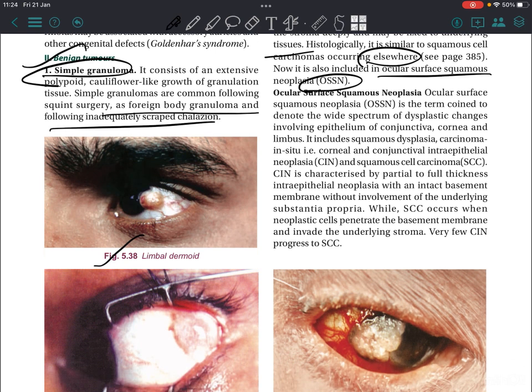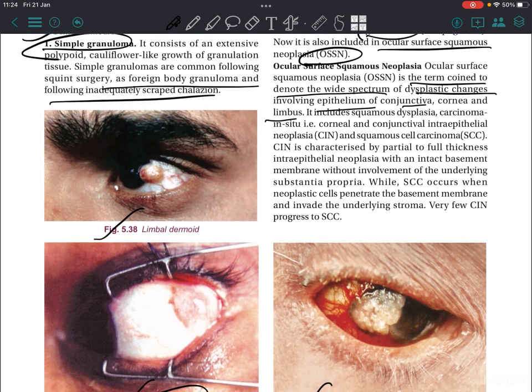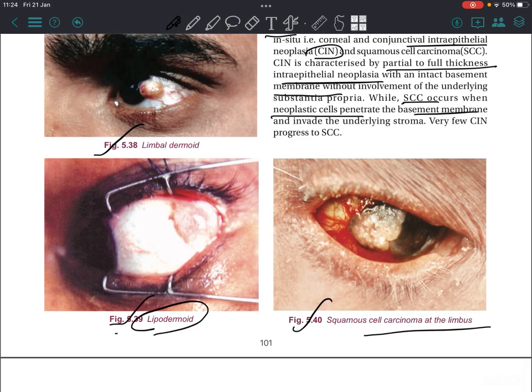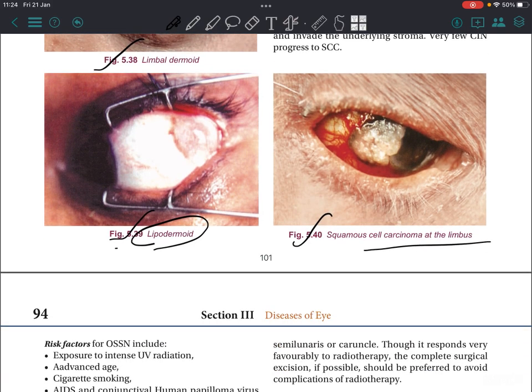Ocular surface squamous neoplasia is a term coined to denote the wide spectrum of dysplastic changes involving the epithelium of conjunctiva, cornea, limbus. It includes squamous dysplasia, carcinoma in situ, that is corneal conjunctival intraepithelial neoplasia, and squamous cell carcinoma. CIN is characterized by partial to full thickness intraepithelial neoplasia with an intact basement membrane, while SCC occurs when neoplastic cells penetrate the basement membrane and invade the underlying stroma. Very few CIN progress to SCC.